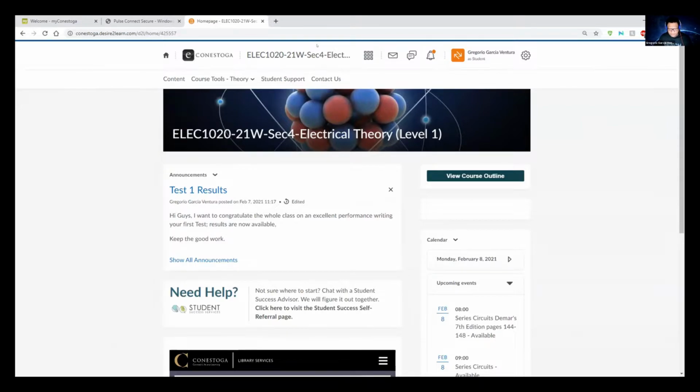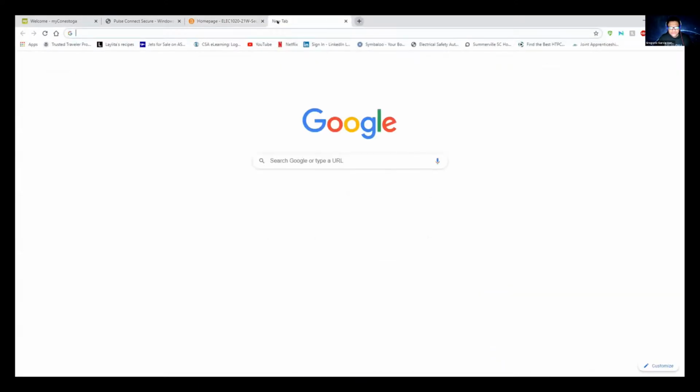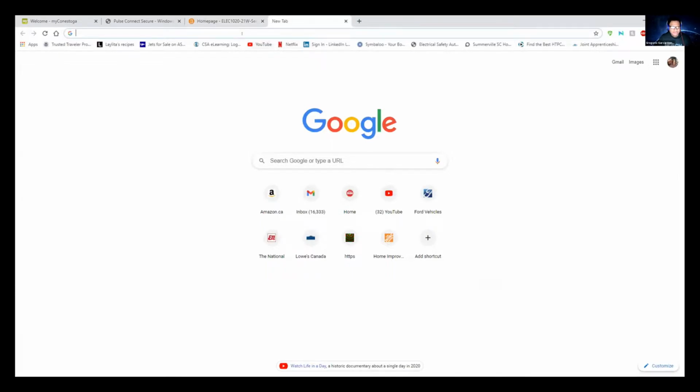But the most important thing above all is to be able to go through all these circuits and grasp the concept of what a series circuit is, what a parallel circuit is, and also what a combination circuit is. Okay, so one tool that I want you to be able to use is called Falstad.